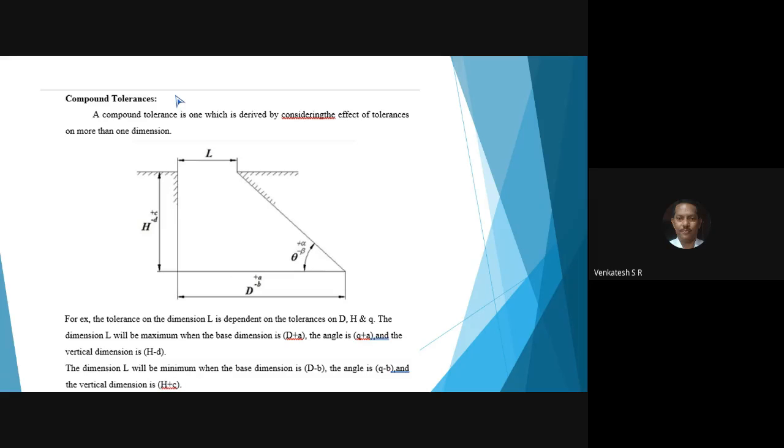Explain briefly with neat sketch the compound tolerance. Compound tolerance. Mark it, very, very important. You can expect this question this time.